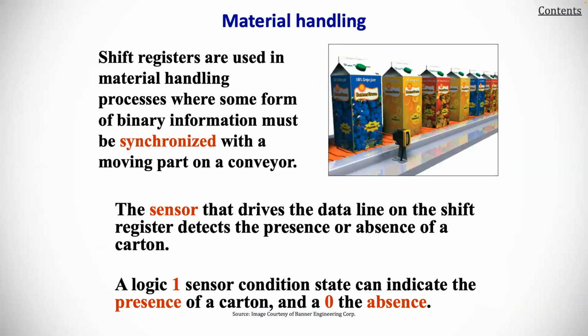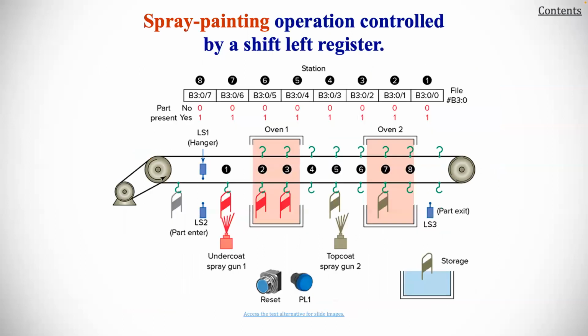You can also do material handling. Shift registers are used in material handling processes when some form of binary operation must be synchronized with a moving part on a conveyor. The sensor that drives the data line on the shift register detects the presence or absence of the carton. The logic 1 sensor condition state can indicate the presence of a carton and 0 the absence.